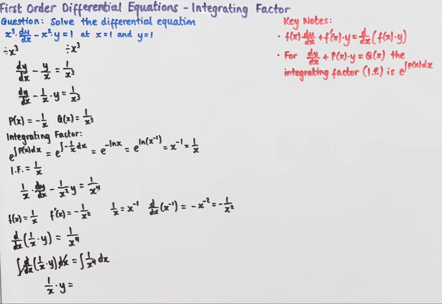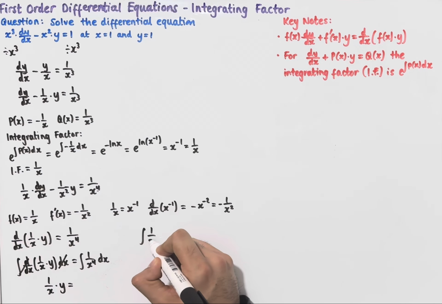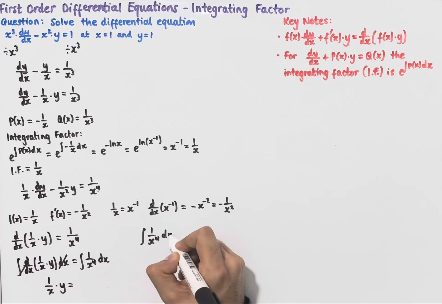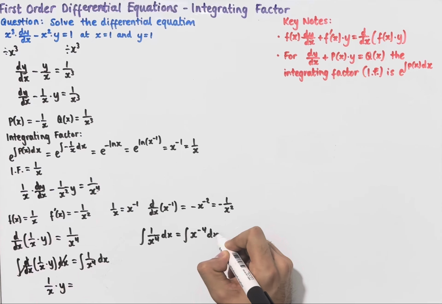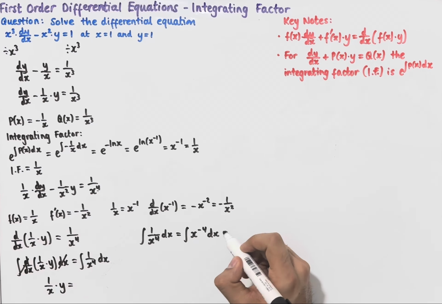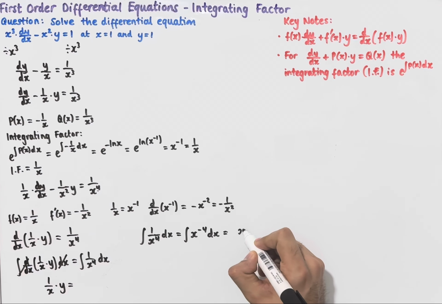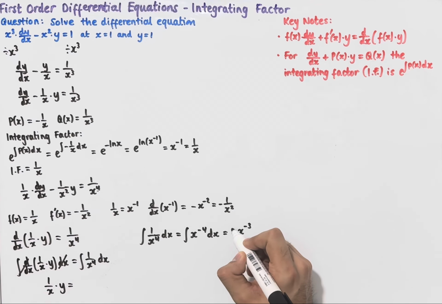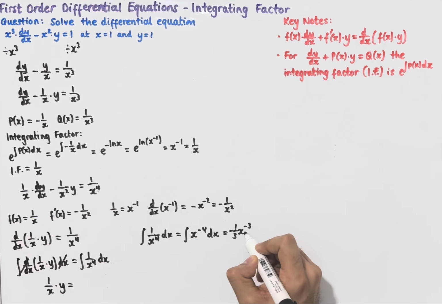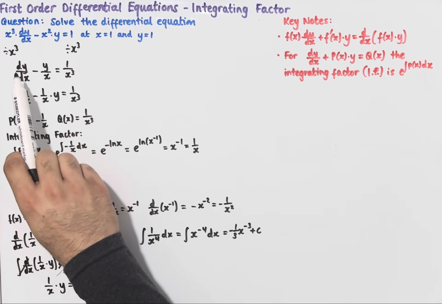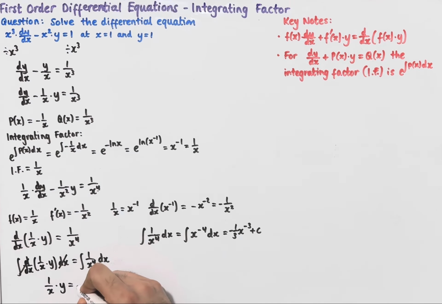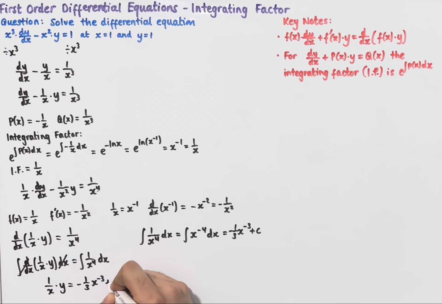And on the right hand side, to integrate 1 over x to the power of 4, the integral of 1 over x to the power of 4 with respect to x is equal to the integral of x to the power of minus 4 with respect to x, which when we integrate gives us, adding 1 to the power, x to the power of minus 3, and then dividing by this new power, we get minus a third as a coefficient, plus c, since the original equation is y being differentiated with respect to x. So the right hand side now becomes minus 1 over 3 x to the power of minus 3 plus c.